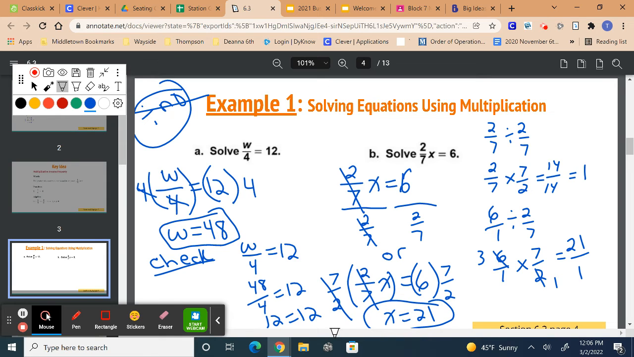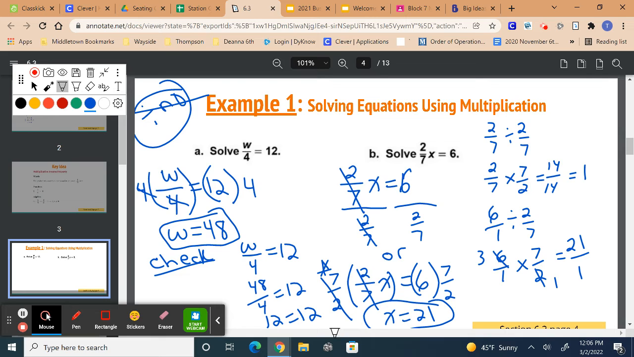All right, I had to show you both methods. So some of you may like it this way. Some of you may like it this way. This is the way you really want to do it, where you're multiplying by the reciprocal. But if you want to do it with the dividing, you can. Are there any questions on this?